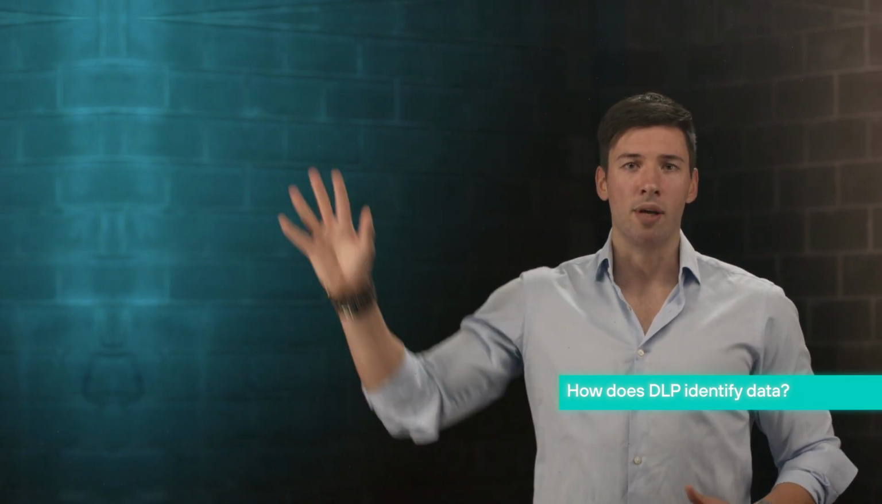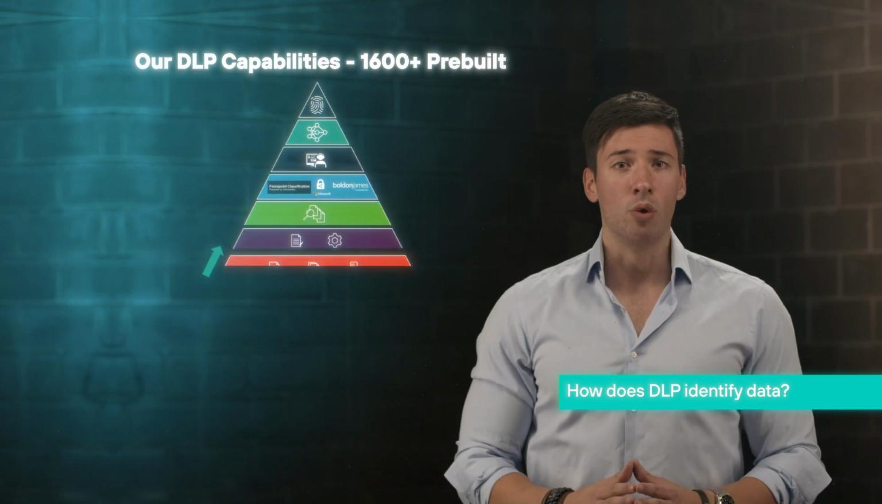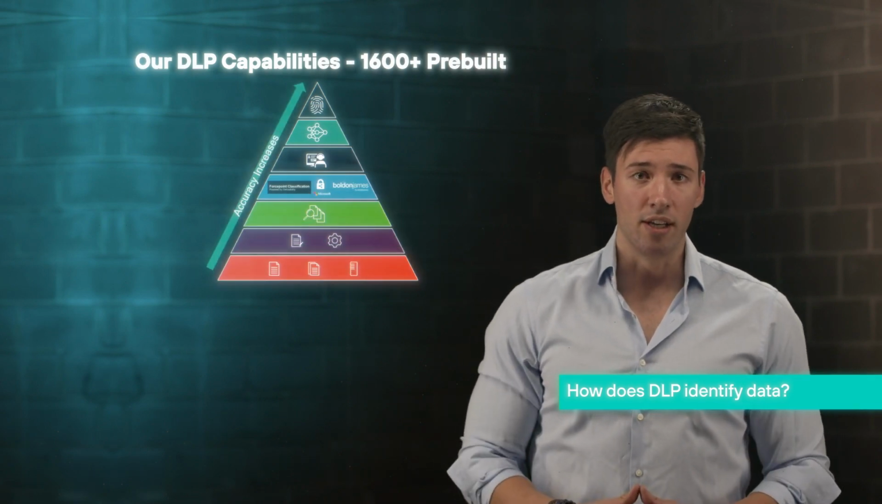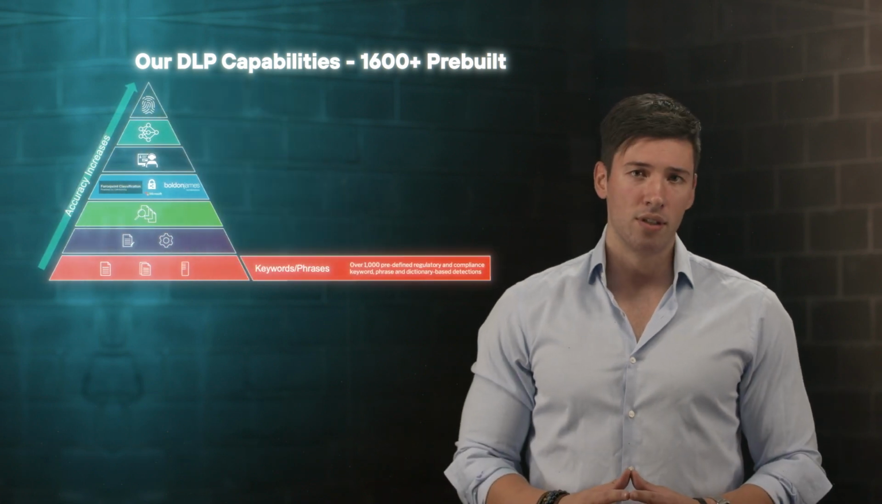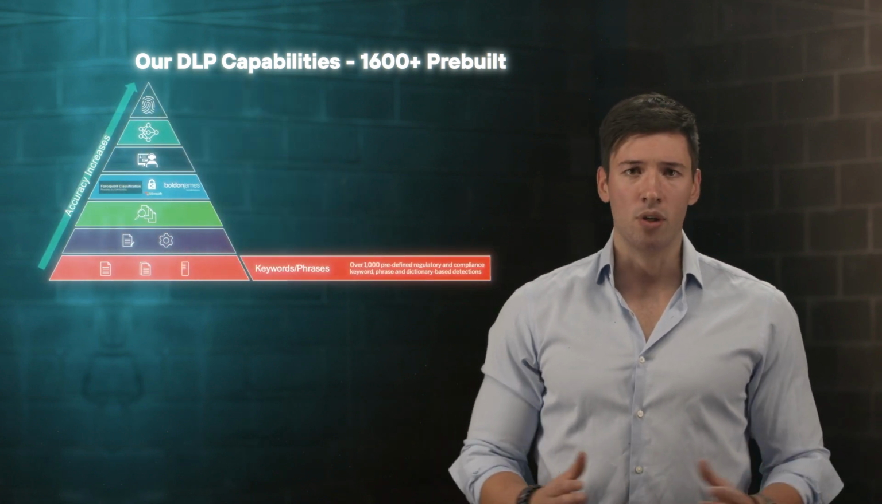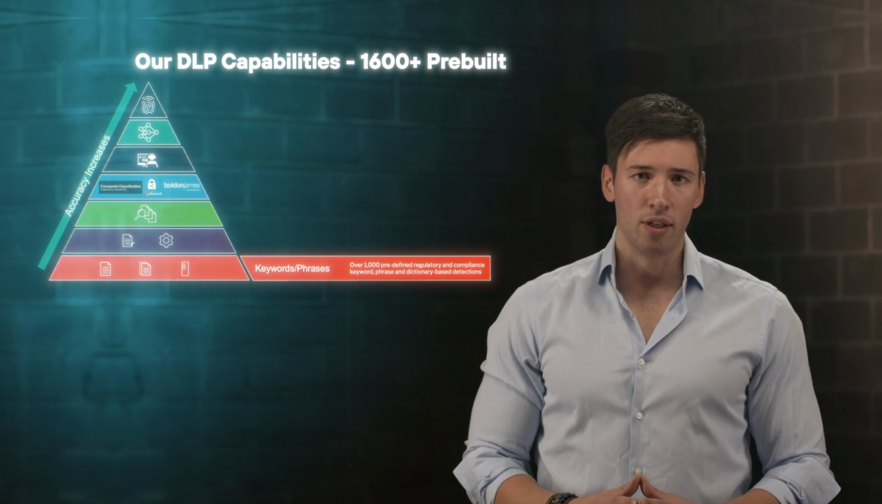Our topic is, how does DLP identify data? So let's start with the pyramid here, where we can start how DLP does identify data. First thing, we'll talk about keywords and dictionaries. Really straightforward, a list of keywords makes a dictionary.